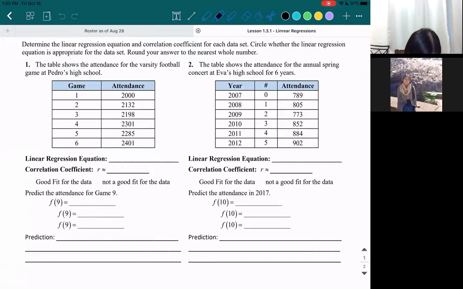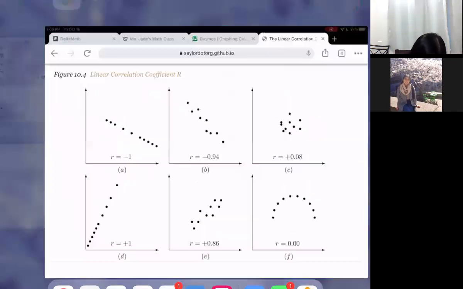Okay, so number 1, the table shows the attendance for the varsity football game at Pedro's High School. So on game 1, there was 2,000 people in attendance. In game 2, there's 2,132, and so on and so forth. I'm not going to read all of them. And then we need to get the linear regression equation out of this, and we're going to do this all on Desmos.com. So let's go over to Desmos.